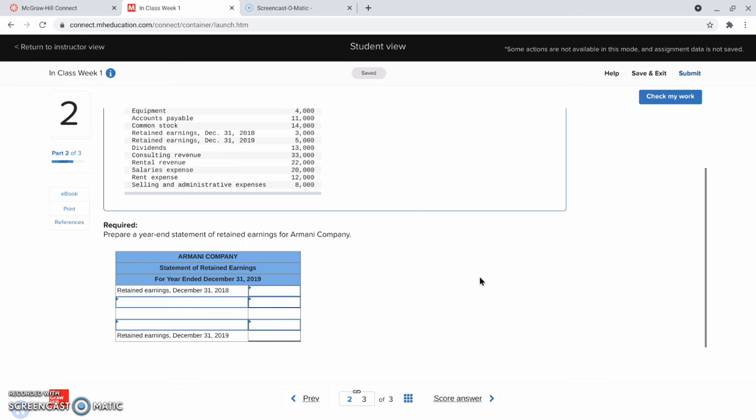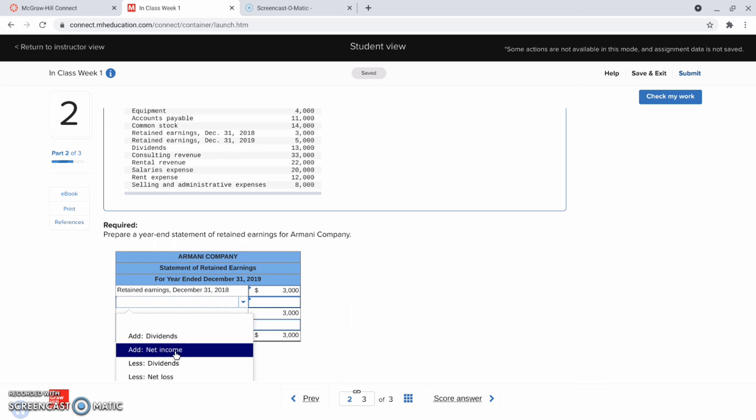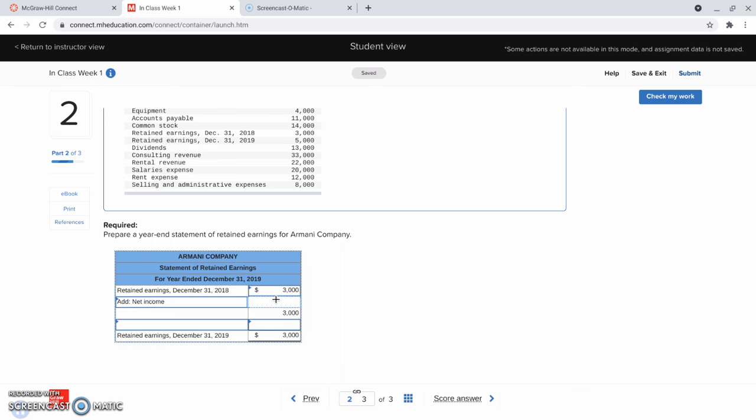Next up is the statement of retained earnings. When we get here, you're going to need that $15,000. As you're going through your quizzes, homework, or your final, make sure you write that number down. Retained earnings, December 31st, 2018 is $3,000. Easy peasy. Then we have our net income. We add in our net income, which is $15,000.